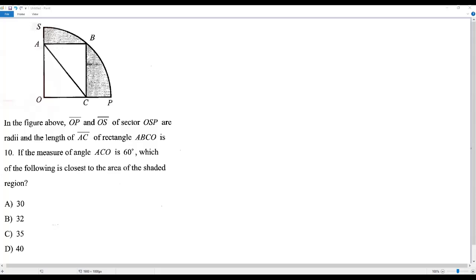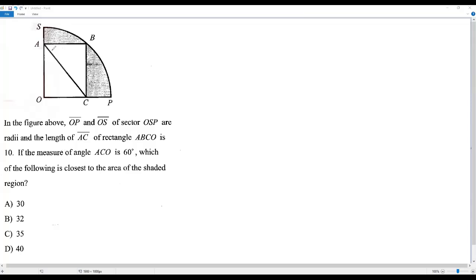Okay, in the given figure, we have to find the area of this shaded region. My idea to solve this problem is to first get the area of the sector OSP. Once I get the area of the sector, I can subtract the area of the rectangle ABCO. When I subtract the area of this rectangle ABCO from the area of the sector, I'll be getting the area of the shaded region. Now, let me consider the information given.